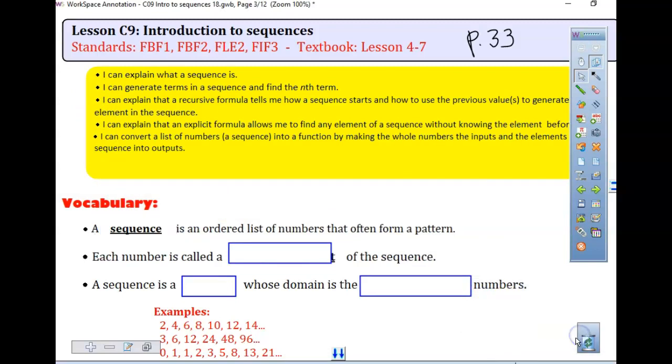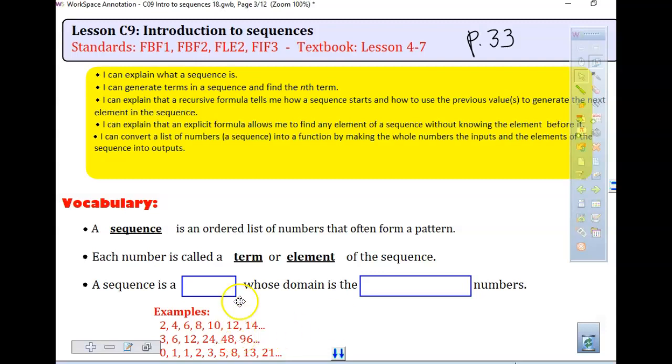But a sequence is just an ordered list of numbers, often in a pattern. I think if you think back to some of your early tests in elementary school, you saw a list of numbers like I have below. Each number is called a term or an element. So just different vocabulary that we're using.